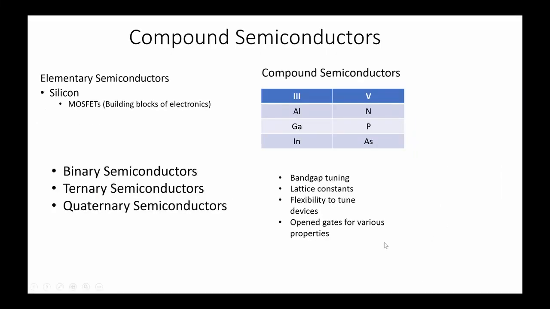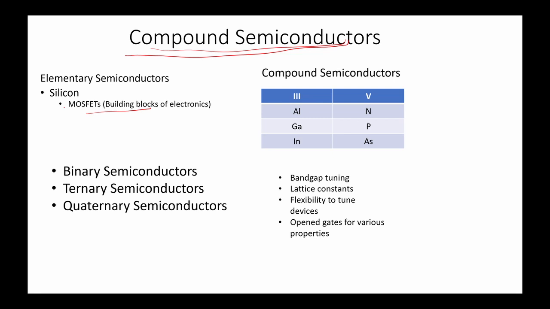So what are the compound semiconductors? Compound semiconductors are the semiconductors which are made up of more than one element. What we have seen till now is we are working on silicon only. We have seen the MOSFET, silicon solar cells, and all these things. Silicon and germanium are used most in semiconductor devices.